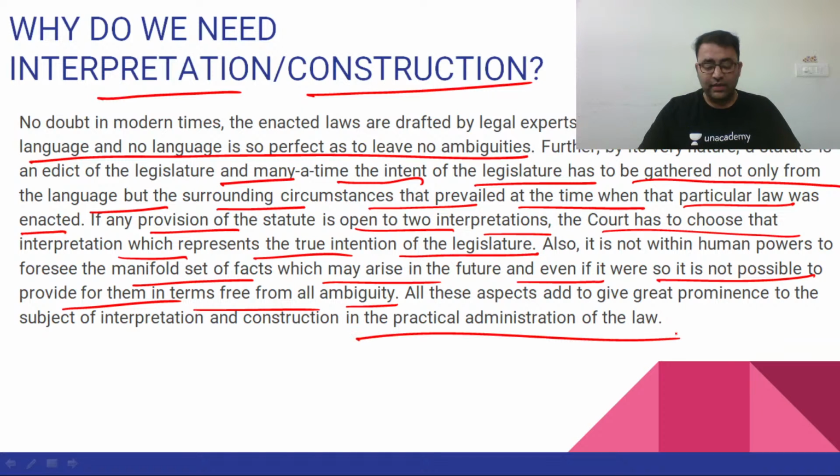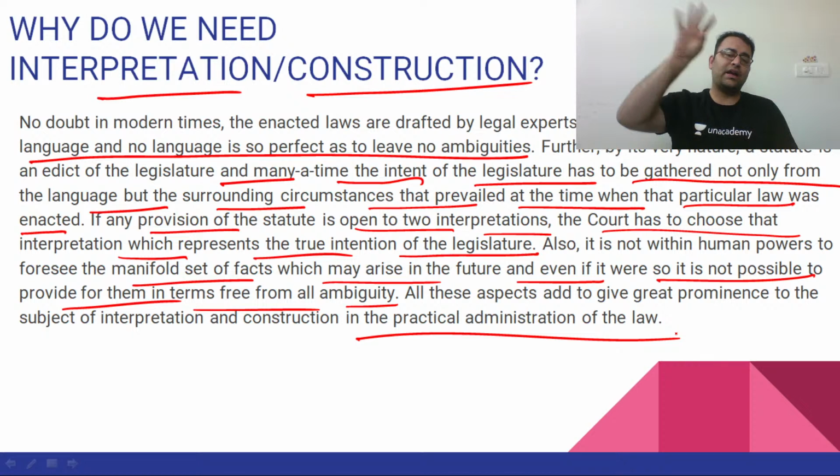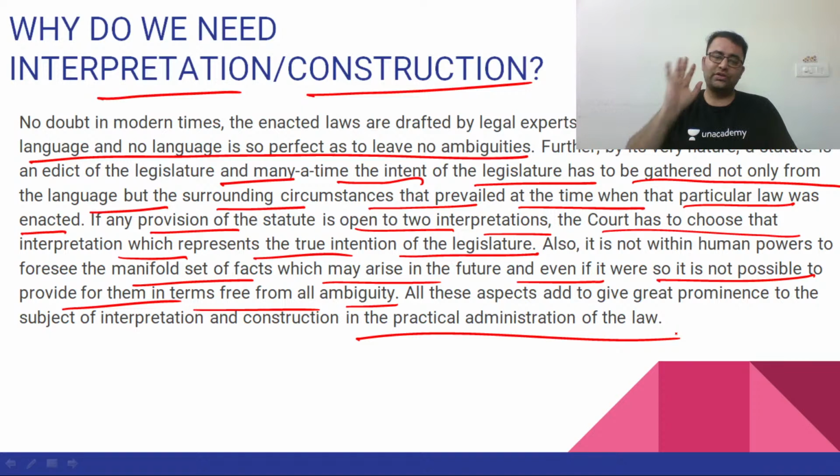Please remember, there are a lot of things that give rise to this need for interpretation and construction. Now, someone has created the law. First and foremost, he's used language. It could be English, it could be Hindi, it could be Kannada, it could be any language. And there is no language which is not open to interpretations. So that is the first need for interpretation.